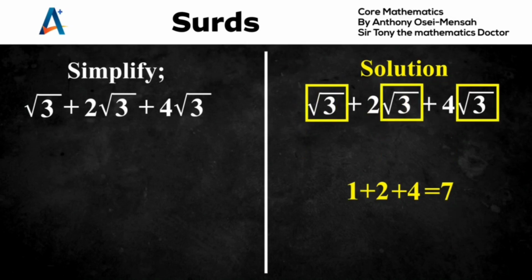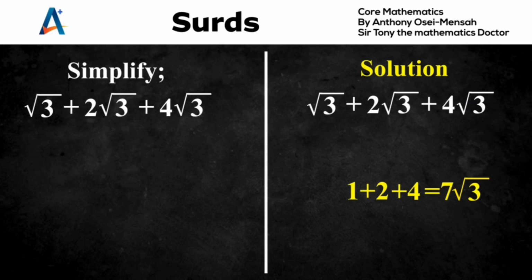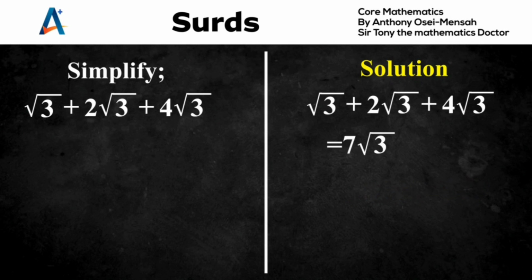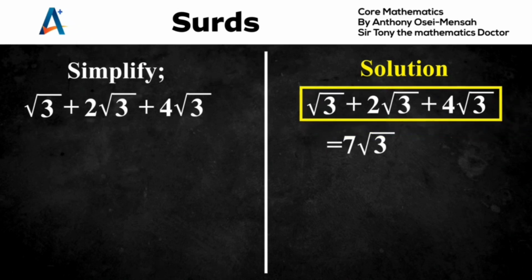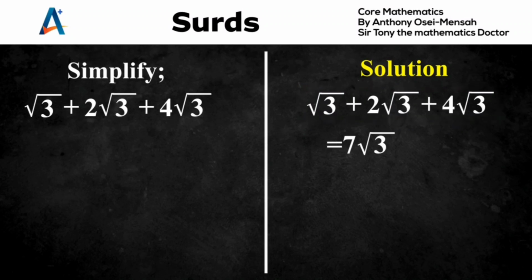We now consider the root 3. So we have 7 root 3. That means all the root 3 or all the sets which are root 3 here are 7 of them. 1 root 3 as the first term, 2 of the root 3 as the second term, and 4 of the root 3. So 1 root 3 plus 2 of the root 3 will give us 3 of the root 3. And 4 of the root 3 added will give us 7 of the root 3. So finally, we will have 7 root 3 as our answer. That means that if you simplify root 3 plus 2 root 3 plus 4 root 3, you will end up getting 7 root 3 as your answer.